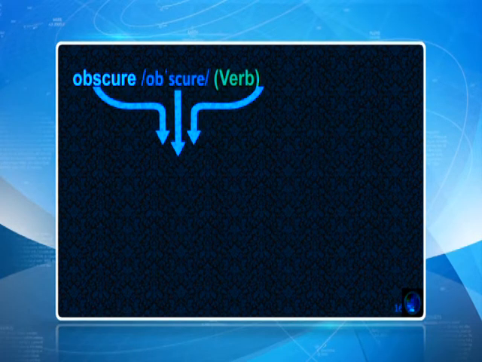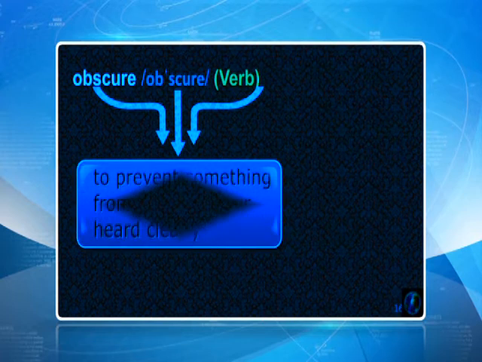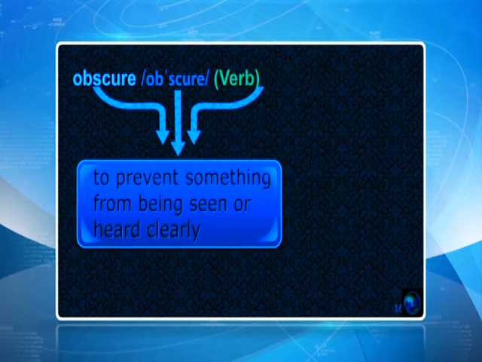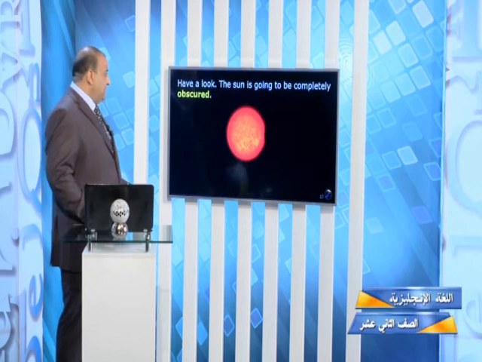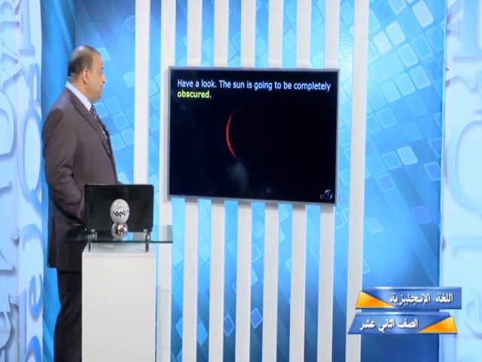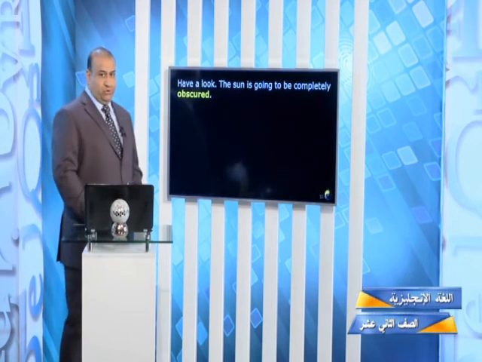Then we have the word obscure, which means to prevent something from being seen or heard clearly. So it's a verb. Let's illustrate this verb in a very simple example. Have a look. The sun is going to be completely obscured, which means hidden.